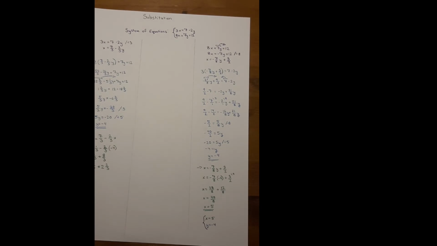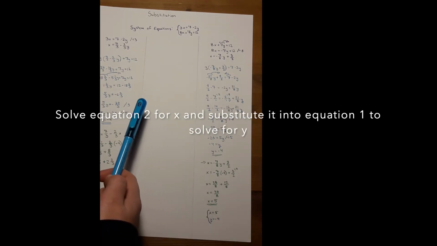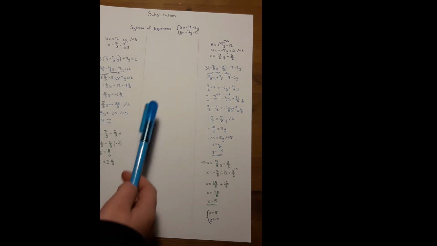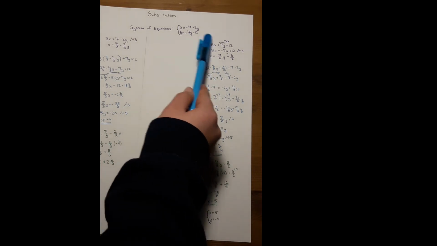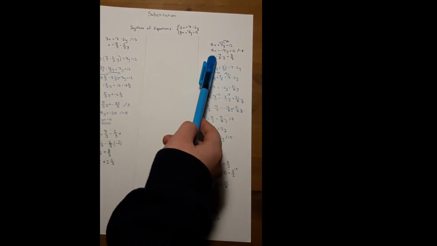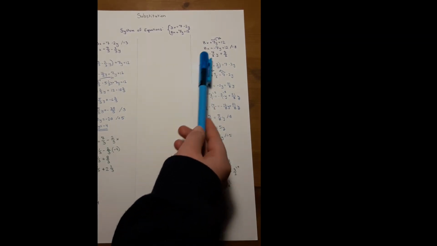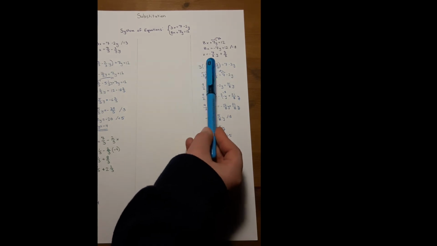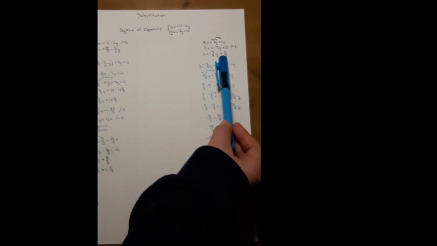Another way to use substitution is to solve equation 2 for x, and then substitute that into equation 1 to solve for y, and then calculate x. So here we are solving for x, and this is equation 2. We do this by first isolating x, and then dividing by 8 to get it totally on its own. And we get x equals -7 over 8y plus 3 over 2.